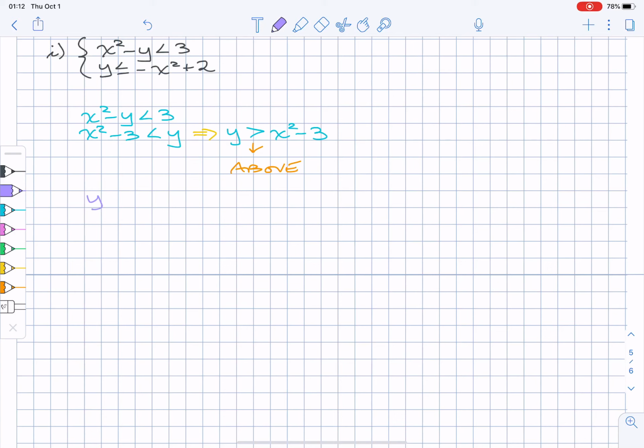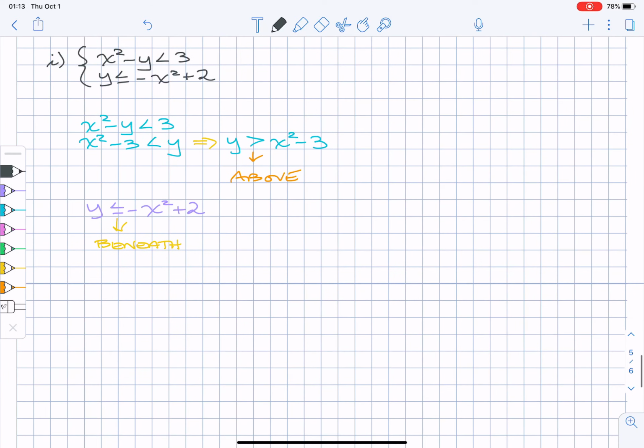Now let's look at the second equation. We have y is less than or equal to negative x squared plus 2. So without further ado, that means beneath. So let's go ahead and plot both of these. We need to go up 2 and down 3, so x and y coordinate axes. These are both parabolas, right?